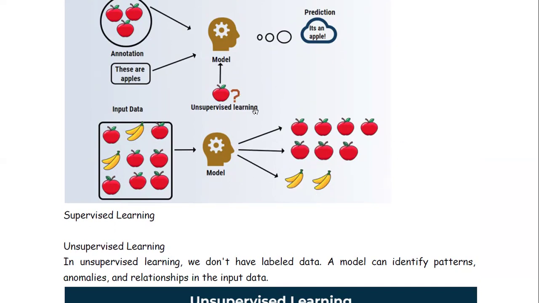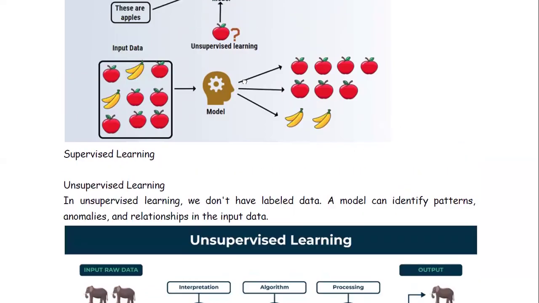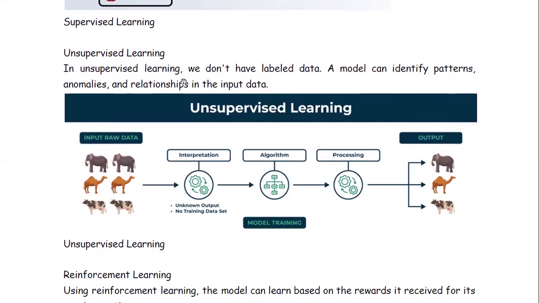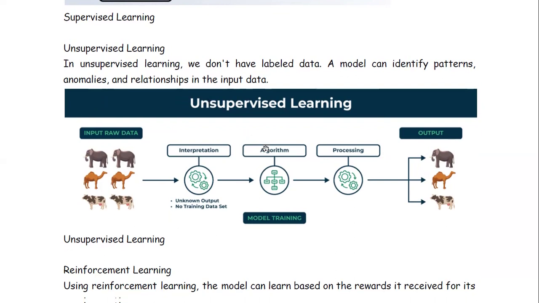But in the case of unsupervised learning, what will happen? This tag will not be there. In the case of supervised learning, while we are training the model, we have knowledge about the data set. As I have already told you, in unsupervised learning we do not have labeled data. A model can identify patterns, anomalies, and relationships in the input data.